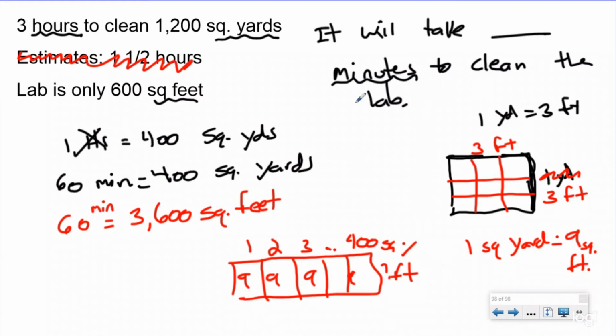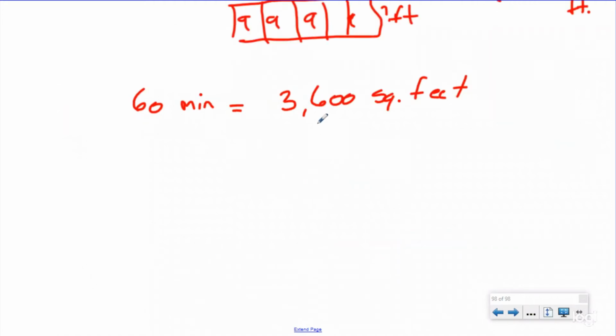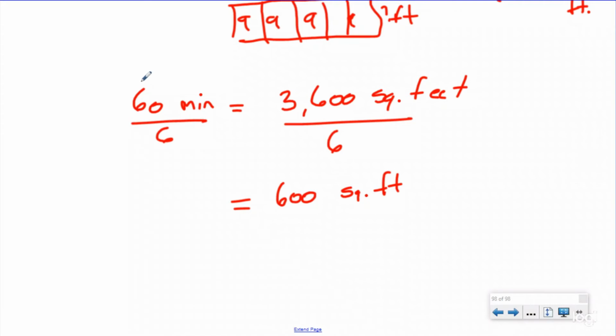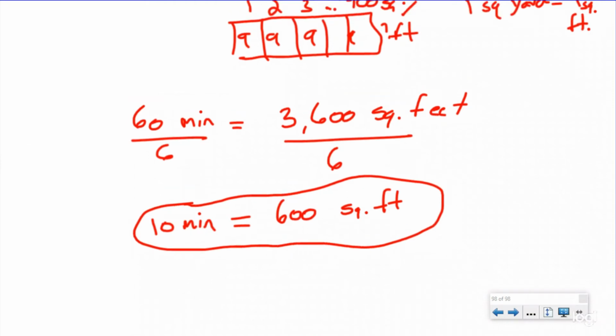How many minutes would it take to clean the lab? So let me rewrite this down here. Okay. So I have 60 minutes, and that is going to equal 3,600 square feet. I need to figure out, okay, well, 3,600 square feet, how can I turn that into 600 square feet? So if I divide by 6 here, 3,600 square feet divided by 6 is going to give me 600 square feet. Okay, so whatever I do to this side, I also have to do the other side. So if I divide 60 divided by 6, that gives me an answer of 10 minutes. It should only take the person 10 minutes to clean our lab of 600 square feet.